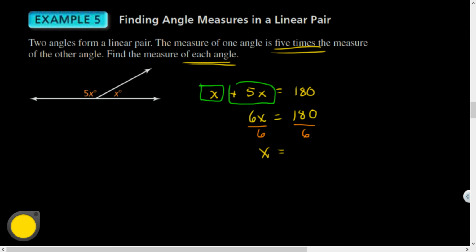Let's see, 180 divided by 6. Well, 6 goes into 18 thrice. Throw a 0 on it, 30. So x is equal to 30. Hey, that also answers the first angle.